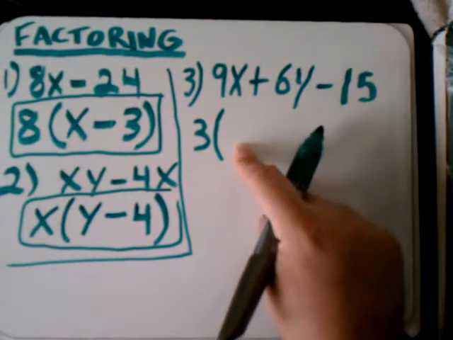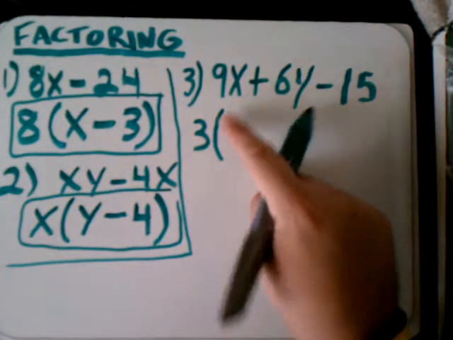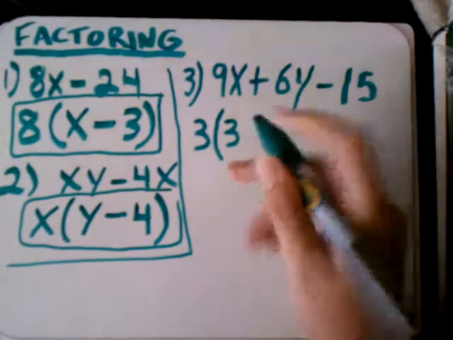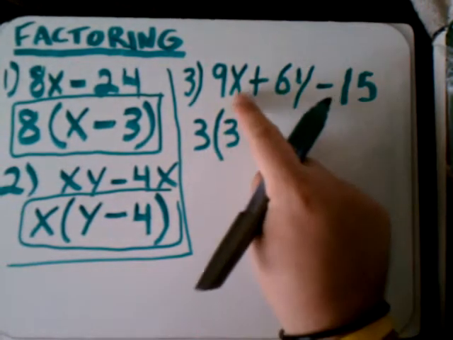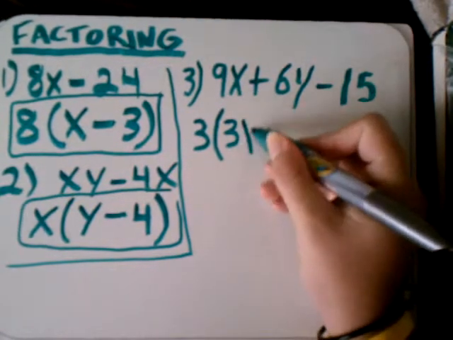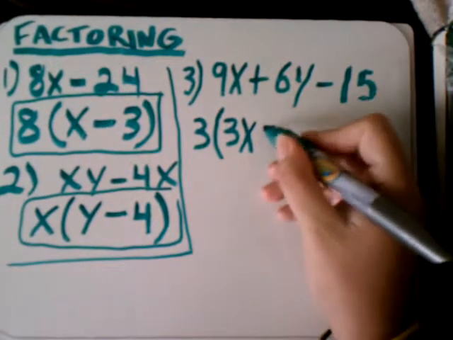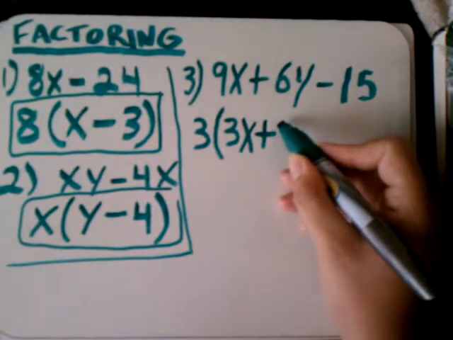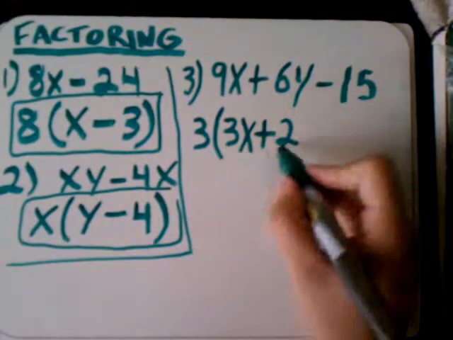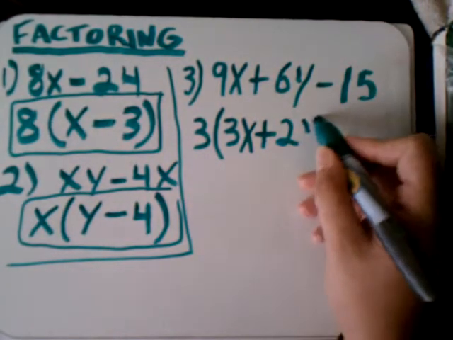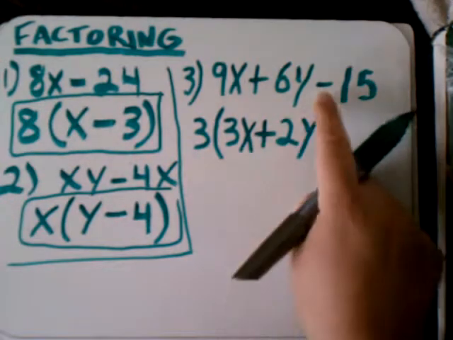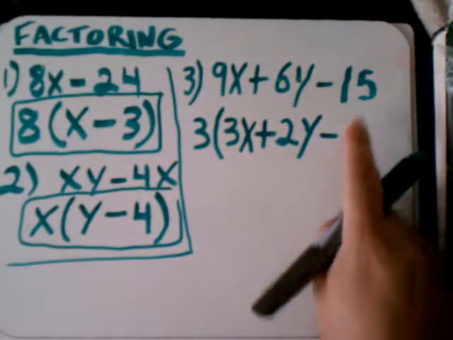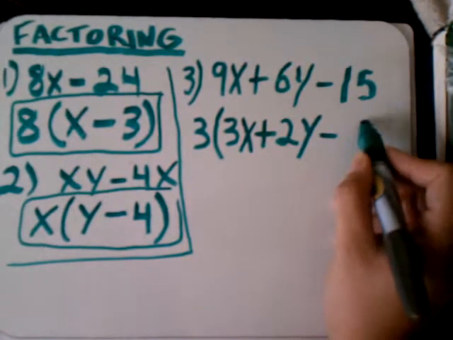3 times what gives me 9x? Well, first, 3 times what gives me 9? 3 times 3. 3 times 3 is 9. And then you have an x, so write the x. Plus 3 times what gives me 6? 2. 3 times 2 is 6, and then write the y. Now positive, this is negative, so write a negative. And then 3 times what gives me 15? 5.